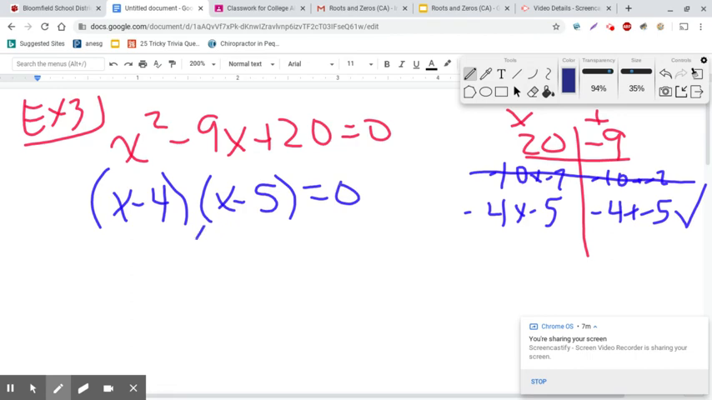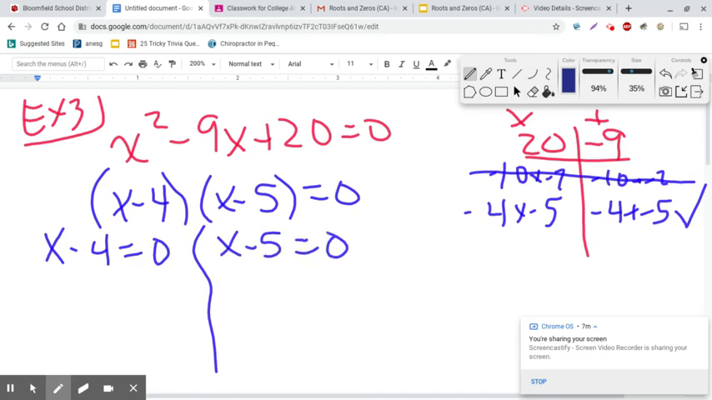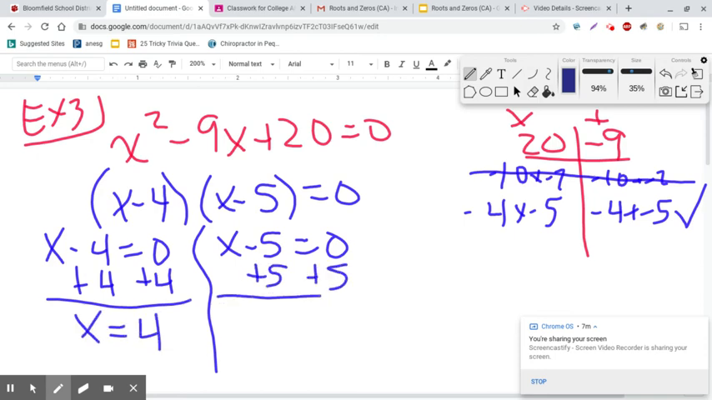So then again, guys, quick. x minus 4 equals 0, and x minus 5 equals 0. Okay, I'm going to add 4 to both sides. I get x equals 4. Add 5 to both sides. I get x equals 5.